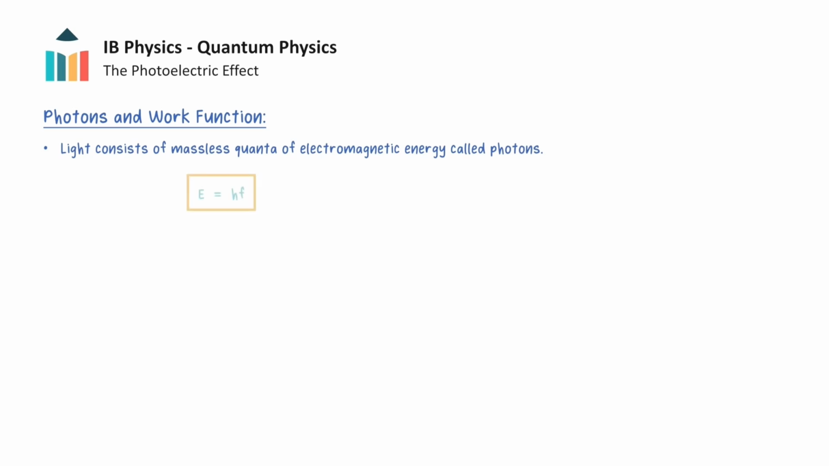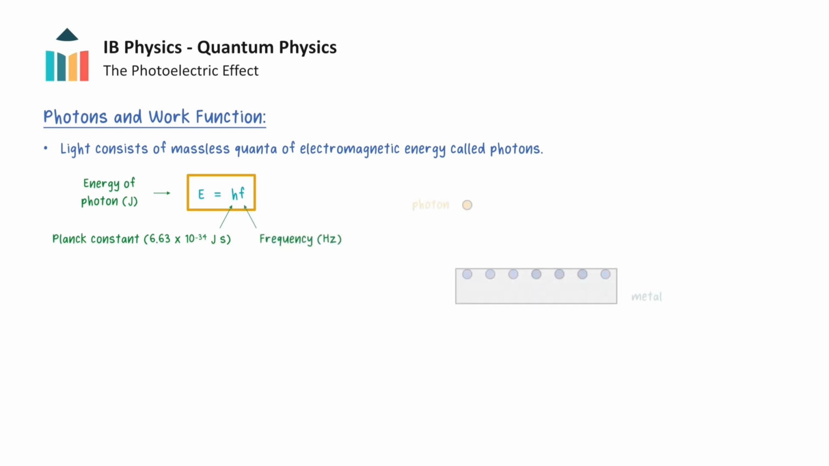To explain these results, Einstein suggested that light consists of photons, which are massless bundles or quanta of electromagnetic energy. The energy of one such quantum of energy is given by the following formula, where h is known as Planck's constant and f is the frequency of the electromagnetic radiation. This means that each photon carries a specific, discrete amount of energy. When a photon is incident on an electron in the metal surface, it transfers all of its energy to that electron immediately, rather than a slow buildup of energy associated with waves.